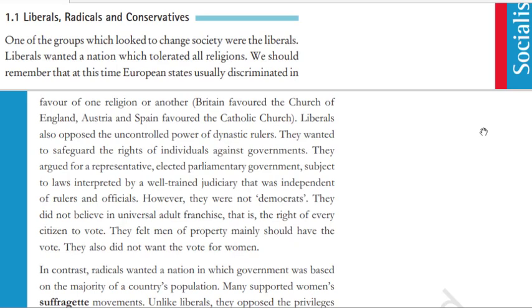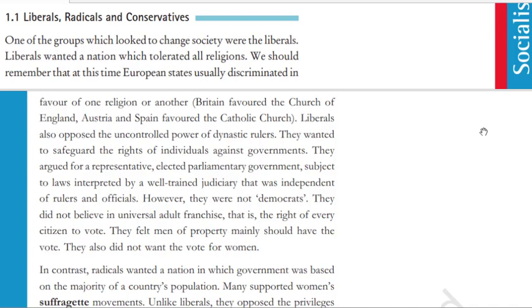One of the groups which looked to change society were the liberals. Liberals wanted a nation which tolerated all religions. We should remember that at this time European states usually discriminated in favor of one religion or another. Britain favored the Church of England, Austria and Spain favored the Catholic Church. Liberals also opposed the uncontrolled power of dynastic rulers. They wanted to safeguard the rights of individuals against governments.